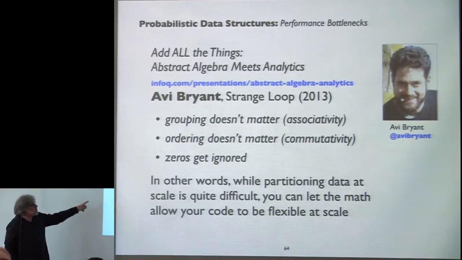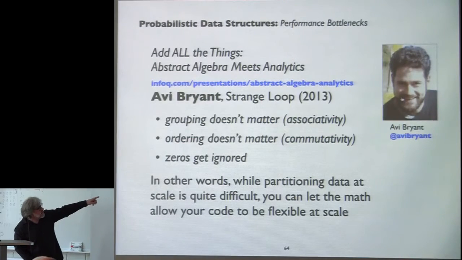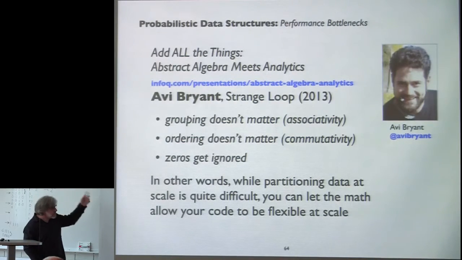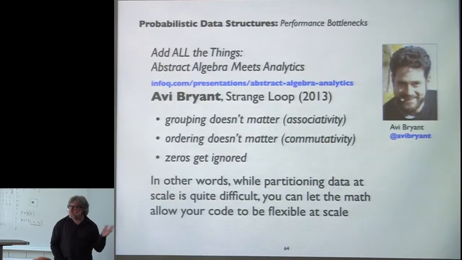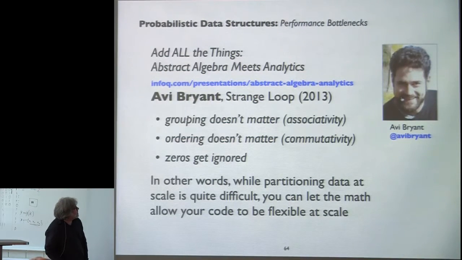I'll point to a really great talk by Avi Bryant. He had created Dodgy DB, which Twitter acquired, and his team had built out a lot of infrastructure. Nathan Marz, who created Storm, was one of the young engineers working for him. Avi Bryant's now at Stripe, but he had a great talk about why you want to use abstract algebra for analytics.